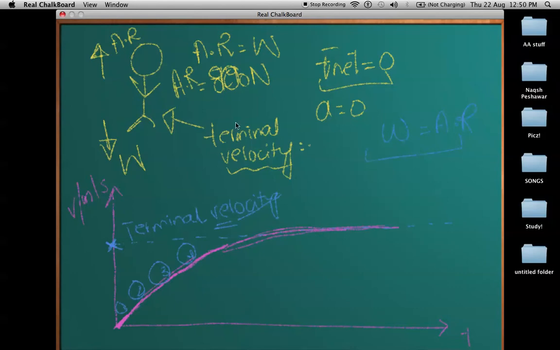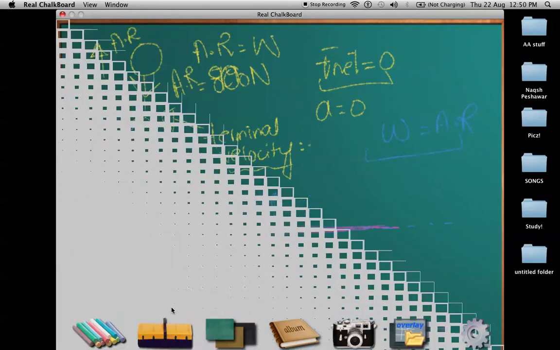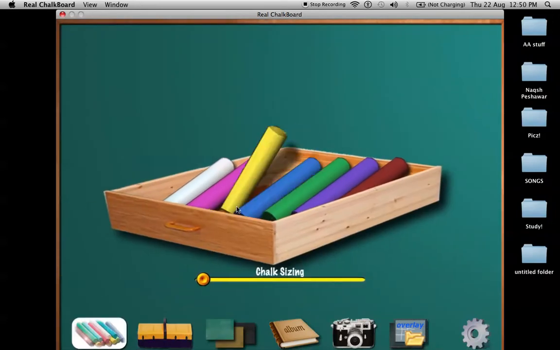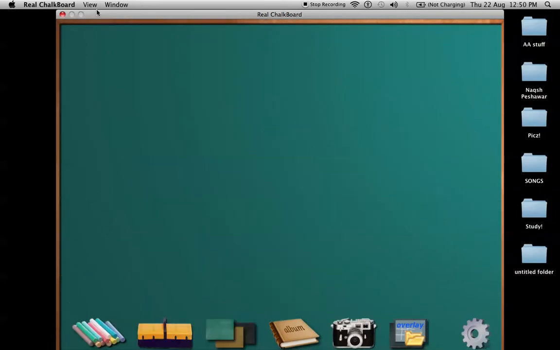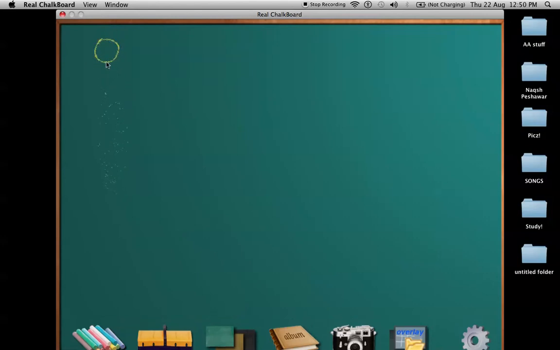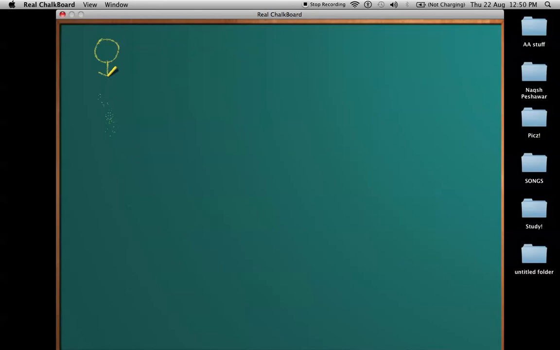So let's say another example, and let's try to make another velocity time graph. Let's say this is a guy, and he again fell from the plane, and this time, as soon as he fell from the plane, he opened up his parachute. This is his parachute.